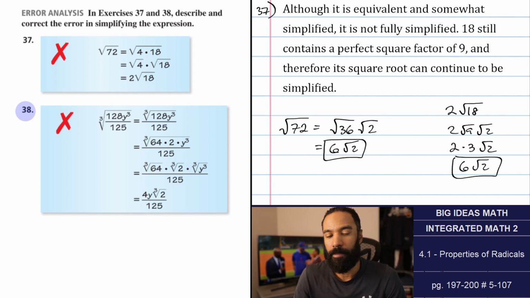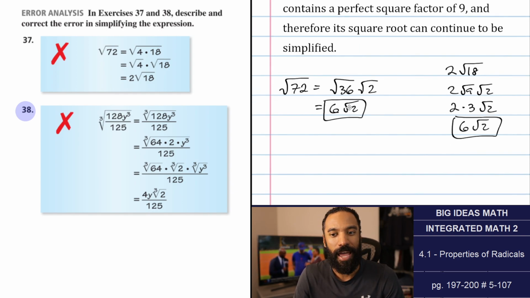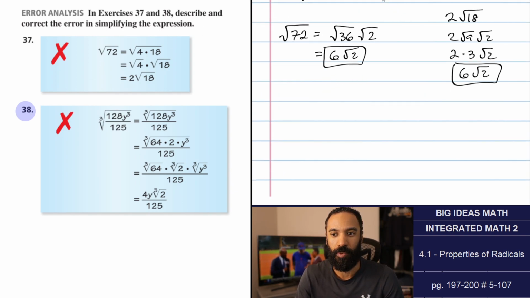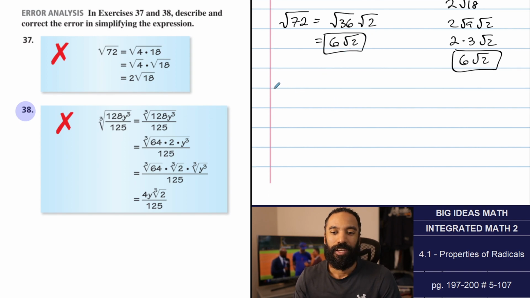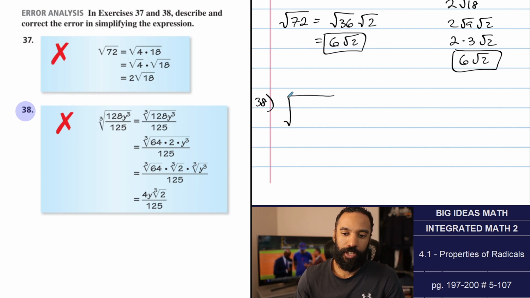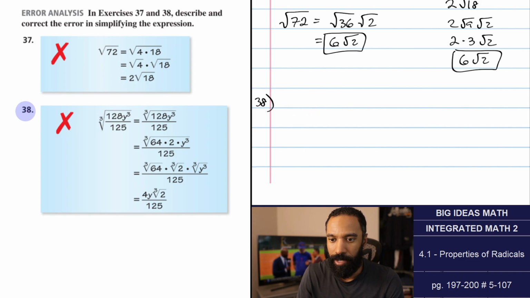I like that they showed the problem because I wanted to show it earlier, but I always want to pull out the largest perfect square factors when you can, and that's why you want to do it. Okay, let's keep going. Number 38. All right, we have the cube root of... I'm sorry, let's see what they're telling us to do first. This is correct the error.